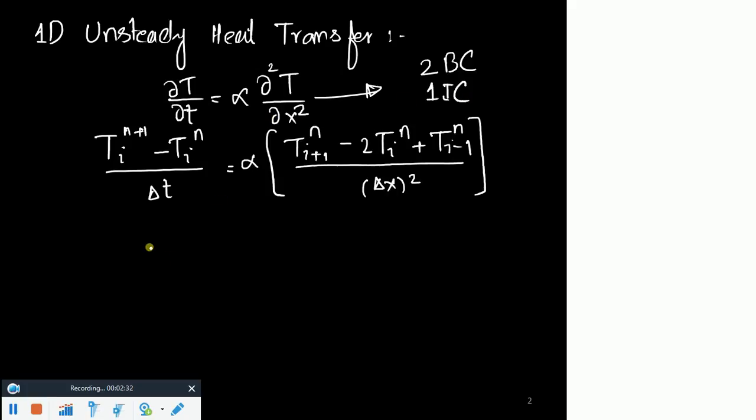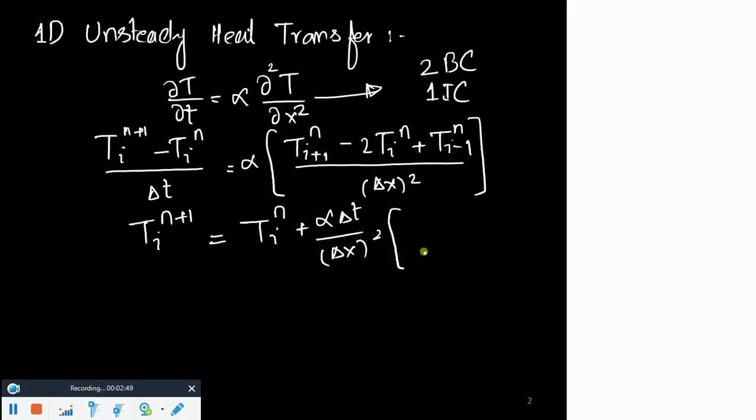Okay, so then I would say that just keep that unknown term on the left hand side and all other terms on the right hand side. So that would come out just like this: alpha delta t by del x square, and all other terms they could be written over there, T_(i+1)^n minus 2 T_i^n, so that was T_(i-1)^n, right?